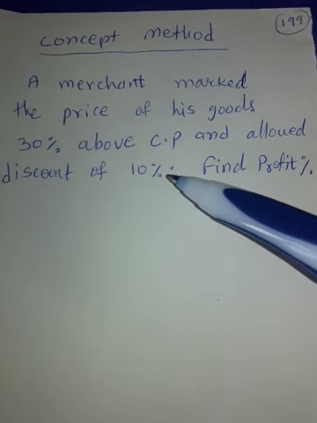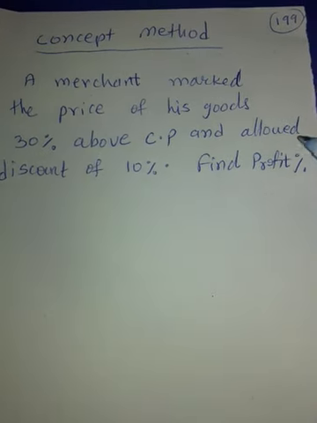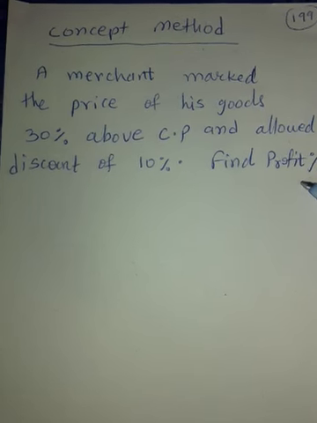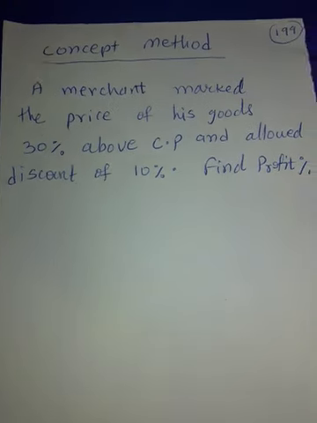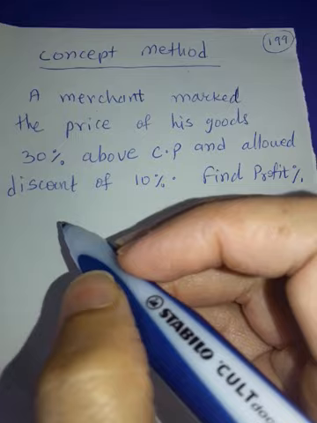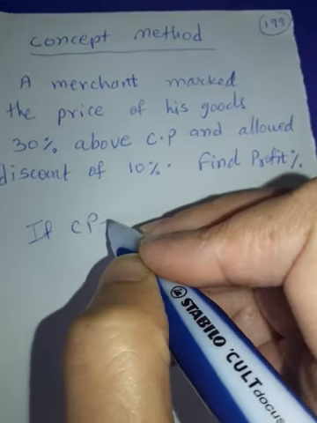Here we need to find profit percent. Now for finding profit, we must know what is selling price and what is cost price, isn't it? But nothing is mentioned. So what we can do? We can assume. Whenever nothing is given, how do we proceed? If cost price is 100.